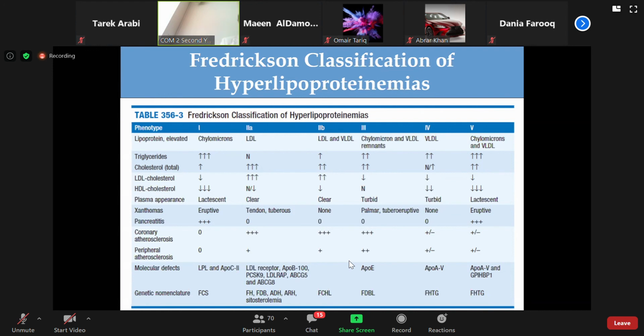Unless you see that even if it's a fasting sample, it's milky, that indicates what? Then you have a condition associated with hyperchylomicronemia. And what do you do? You just leave the sample sitting in the cold for a couple of hours and you see the chylomicrons precipitating basically. But that's why we take a fasting blood sample for lipid profile.